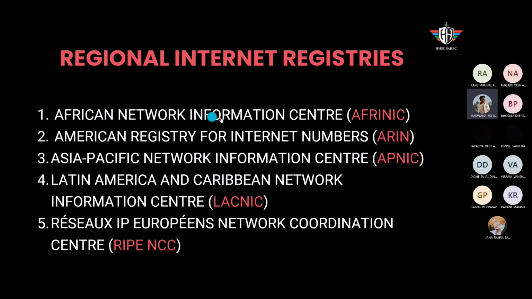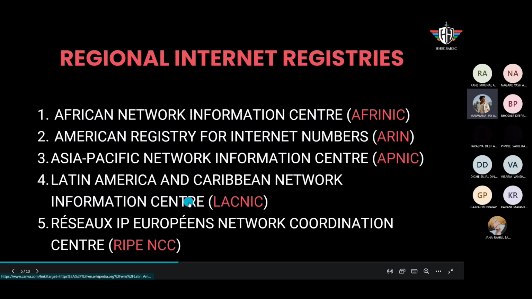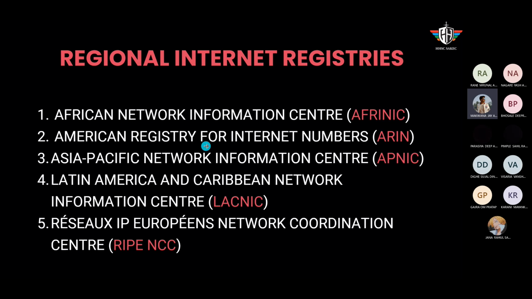So there are five. One is African Network Information Center, that is AFRINIC. Another is American Registry for Internet Numbers. The third is Asia Pacific Network Information Center. The same way we have LACNIC and RIPE NCC. So they cover different continents, so they are handling different locations.